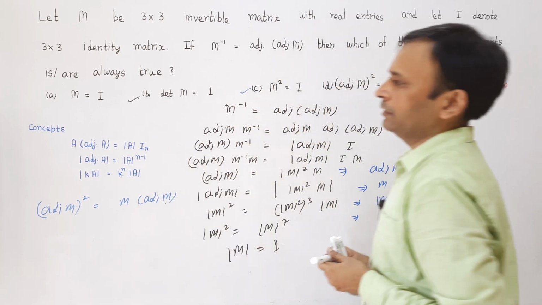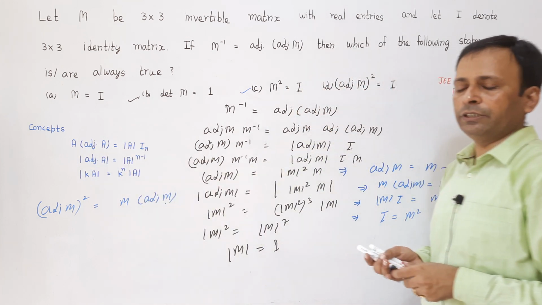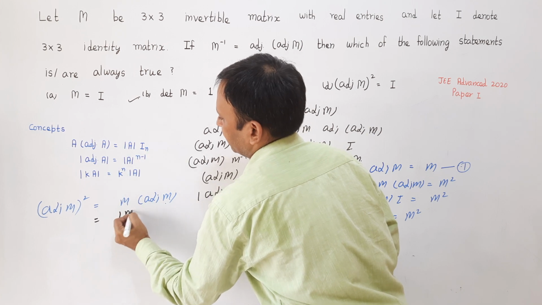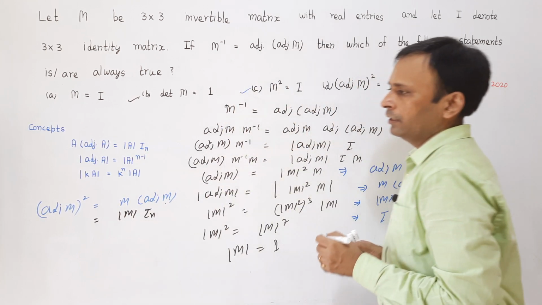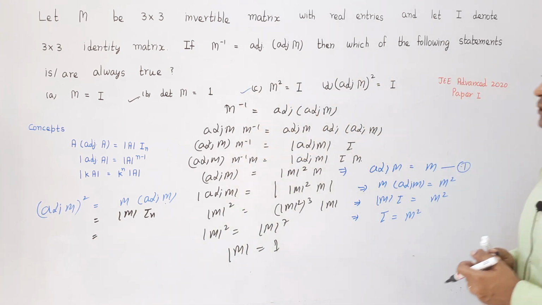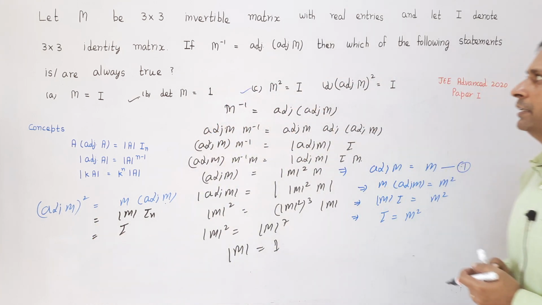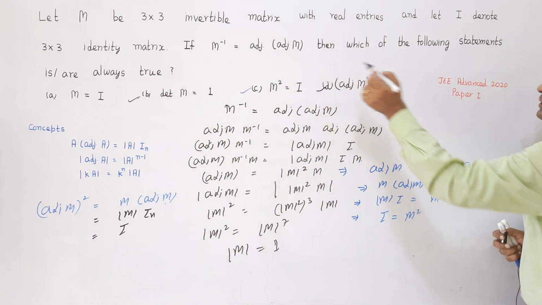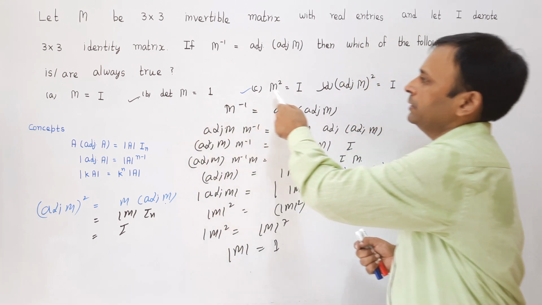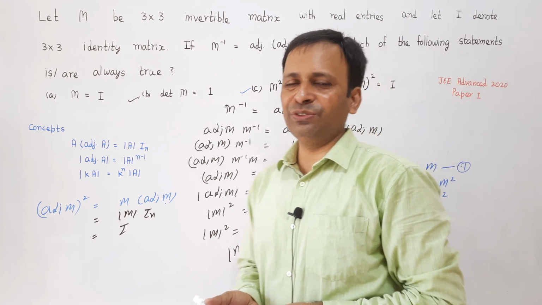Now you can see here the first property, which says that A into adjoint of A is determinant of A into I. So here this is equal to determinant of M into I. What is determinant of M, which we have already proved is equal to 1. So this will be equal to I. So adjoint of M square is equal to I, which is again the fourth option. So we have proved that option B, option C and option D are the correct answers, and that would be the solution of this problem.